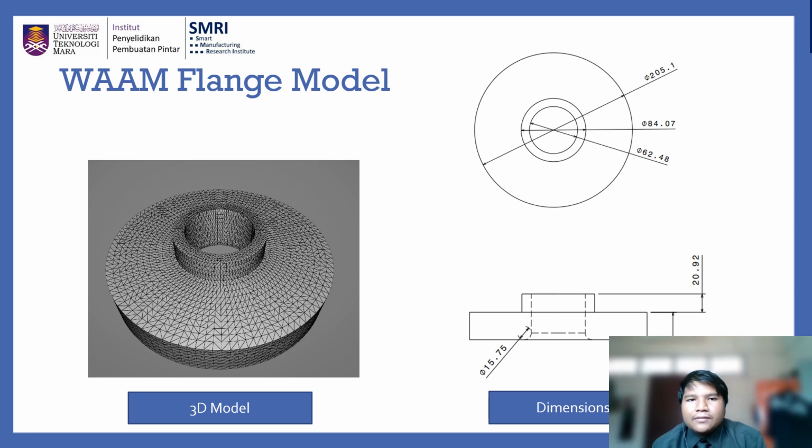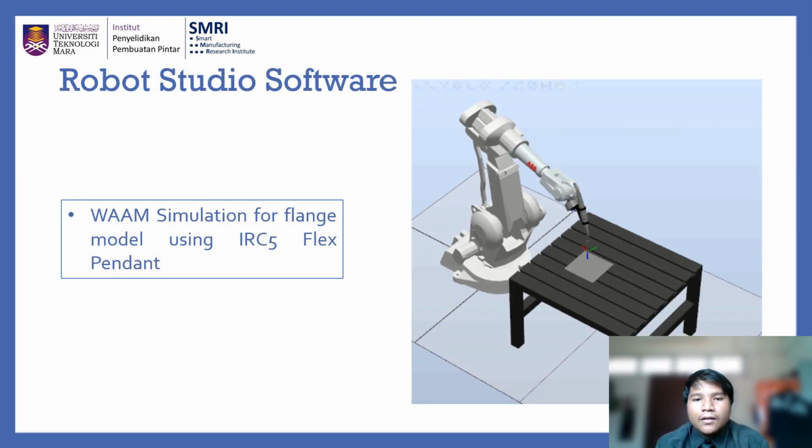Next is about the WAAM flange model, which is the second result for WAAM simulation in Robot Studio. These are the 3D models, which is also from CATIA and its dimension. Next, this is the setup for the flange model in Robot Studio, which consists of IRB 2400 as its industrial robot, a plate which is bigger in size, and a table.